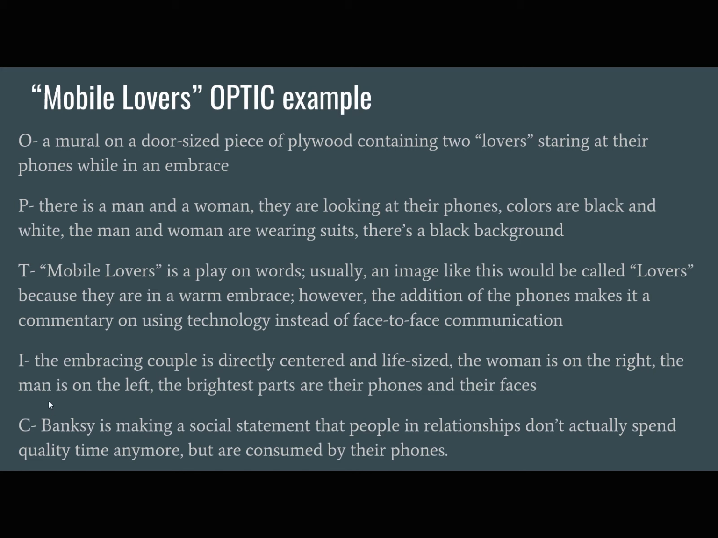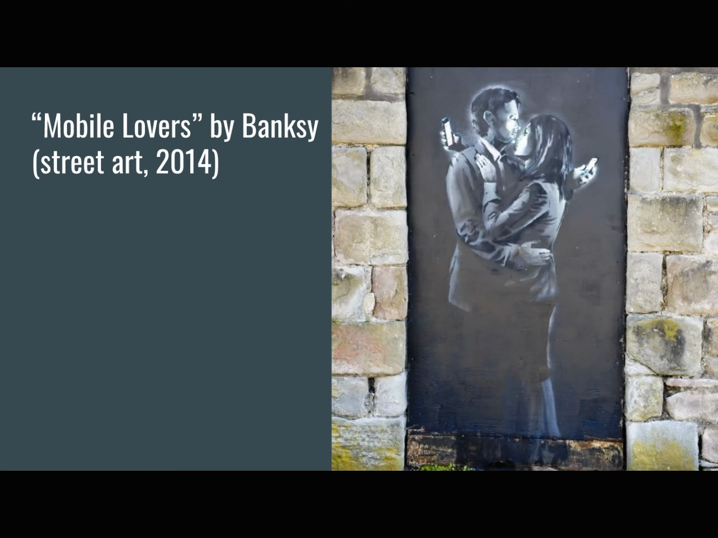And then when we get to C, this is going to be our level 3. It's a universal statement: people in relationships don't actually spend quality time anymore, but are consumed by their phones. This is very level 3. It's universal; it's a universal statement that applies to people today. And so that's basically how you would use the OPTIC strategy for this. So don't overthink it, right? It's literally just a strategy to help you figure out what the artist is trying to communicate to their audience.